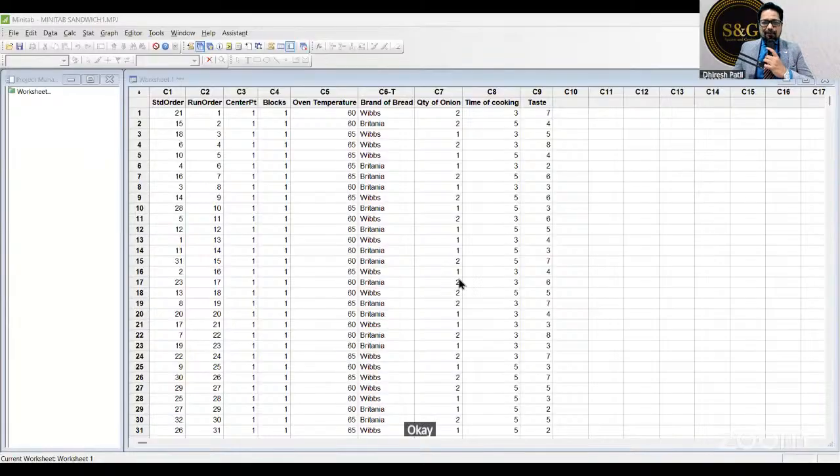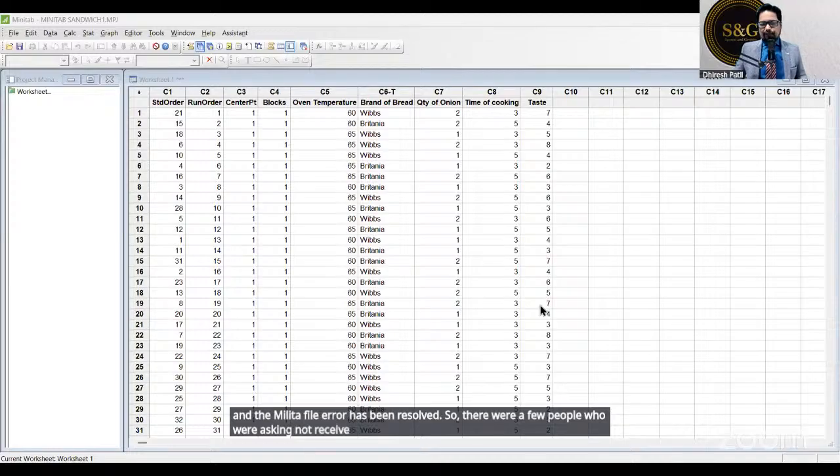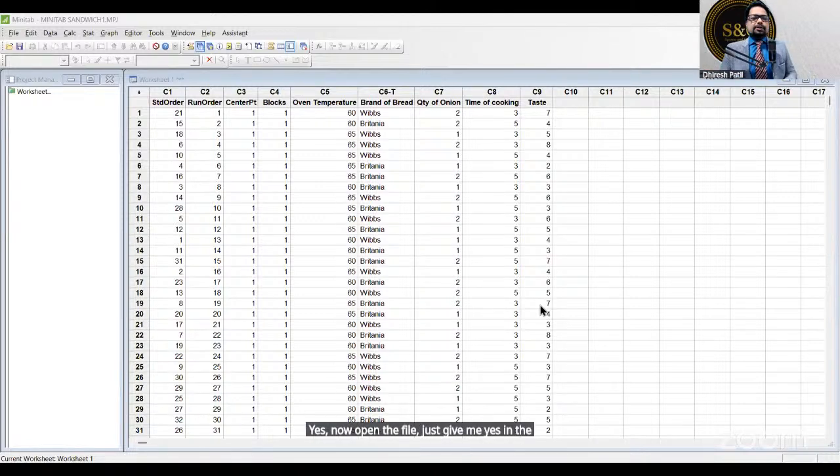Okay, I believe everybody's back. The problem has been sorted and the Minitab file error has been resolved. There were a few people who were asking not to receive the file, so I've just shared the file once again. Now open the file. Just give me yes in the chat box, a confirmation that the file has been opened successfully.